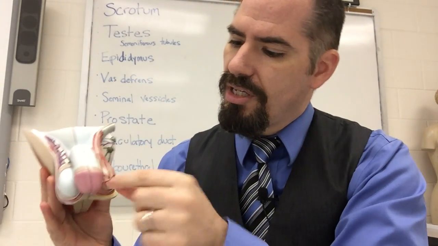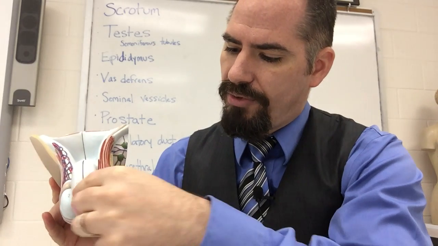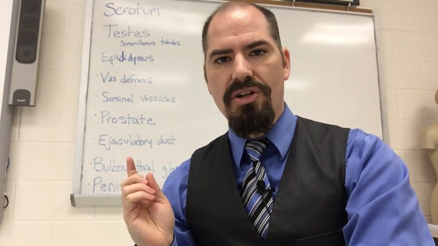All right, and then of course the last structure is the penis. The shaft of the penis, the head of the penis, widening out there. And then for those who are uncircumcised, this flap of skin covers the head of the penis. It's called the prepuce or foreskin. In a medical or religious procedure called circumcision, that is removed. So make sure you're familiar with all of these terms.